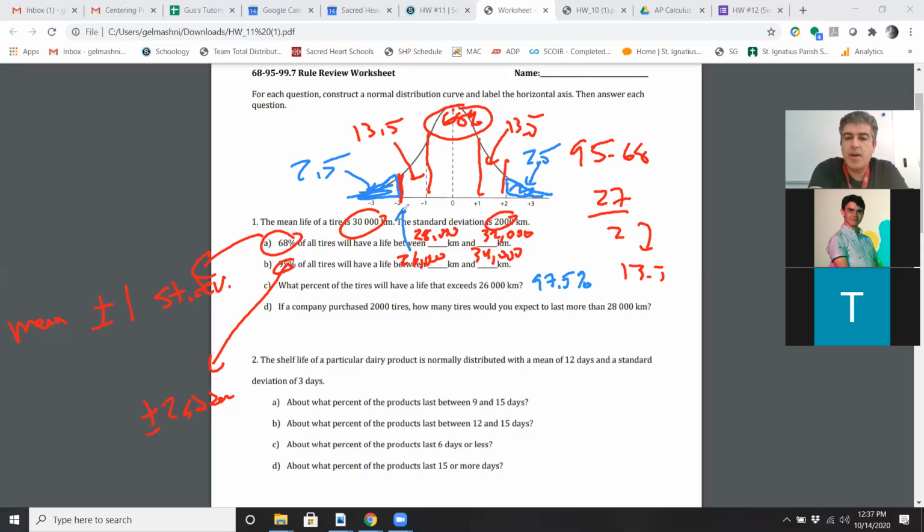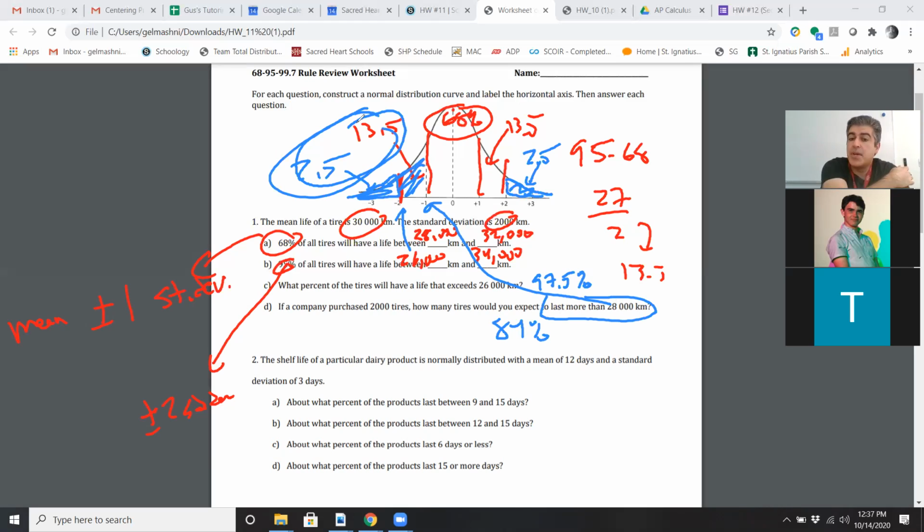If a company produces 2,000 tires, how many tires do we expect to last more than 28,000 kilometers? So that's one standard deviation. You have the 16% here that you have to take away, so it'd be 84%. Remember, 28,000 kilometers is right there, and you're going to remove that 16% from 100%. So that's how you would go about those problems.